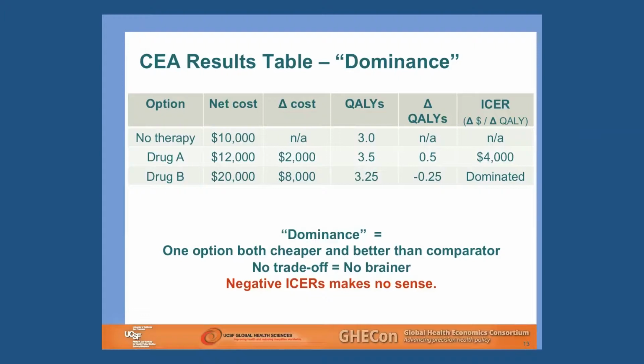And so what we have here, if you look at the relationship between B and A, we find that B is both more expensive than A, and it generates less health benefit. So it's out of consideration. It is dominated because there's no trade-off. It's both more expensive and provides less health benefits.